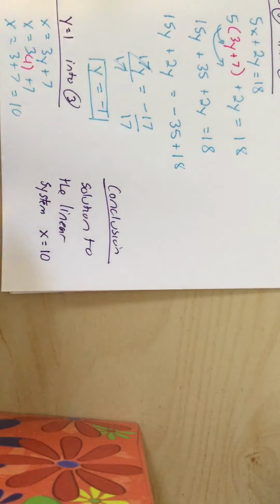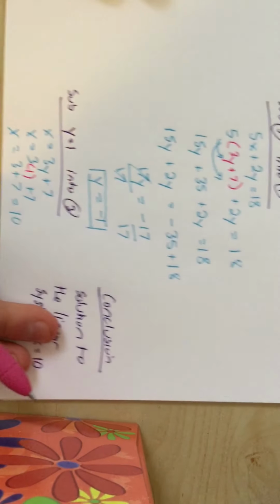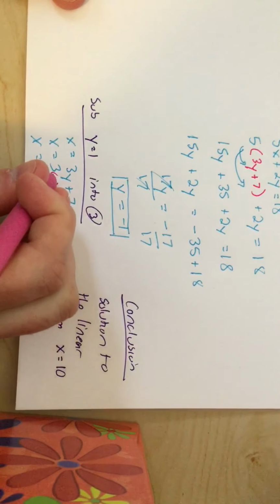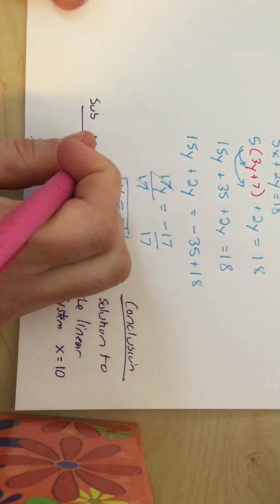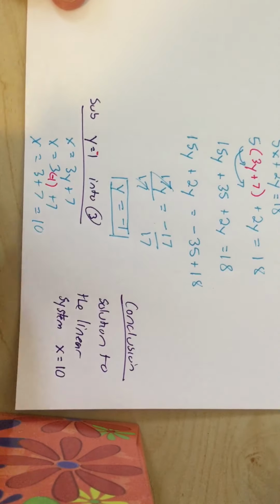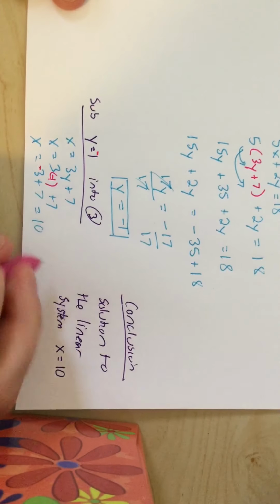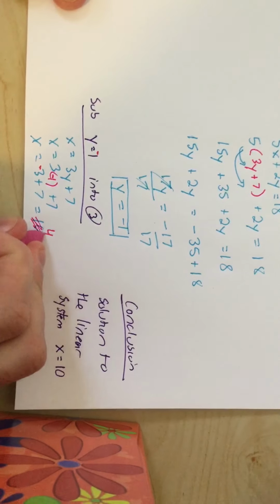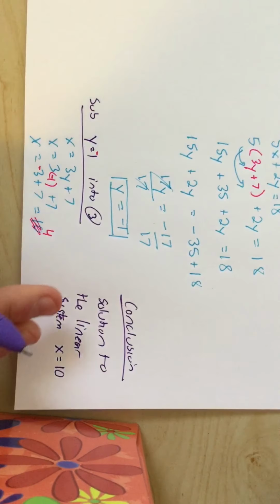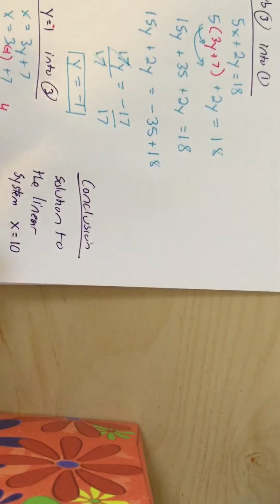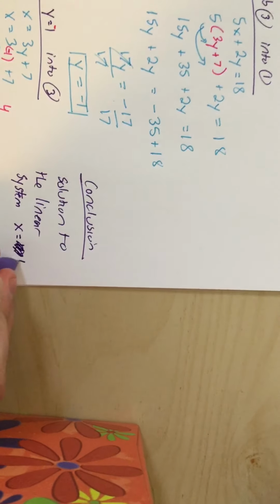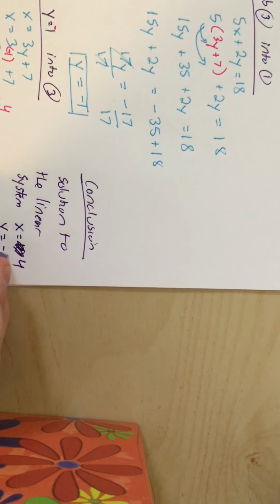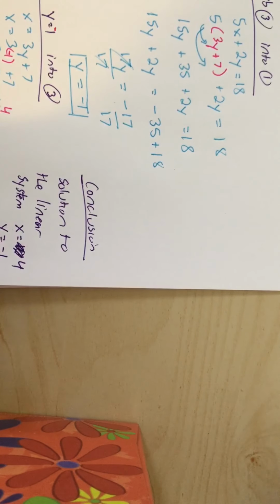Oh, I made a mistake actually. Let's go back to there and see what I did wrong. That should be a -1, and that should be a -1. So that should be -3 plus 7, which should actually be 4. So x equals 4 actually, and y equals -1.